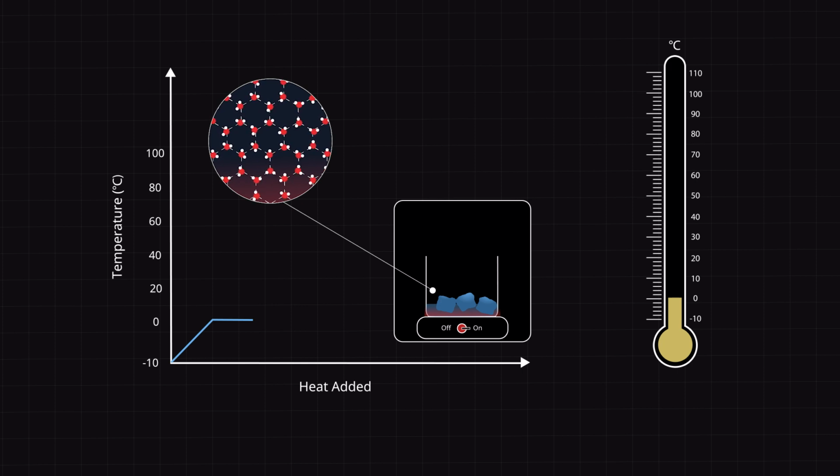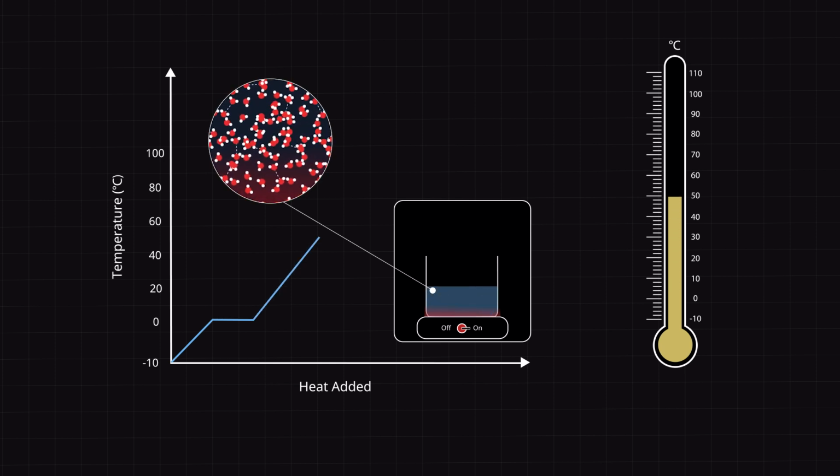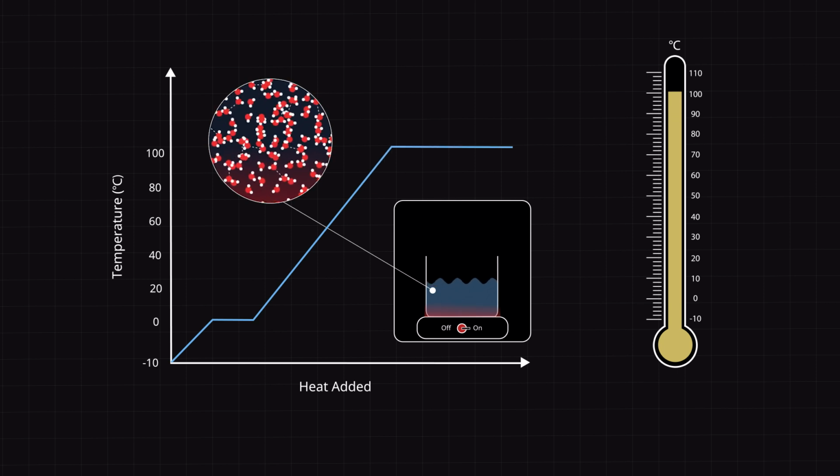Now, step 3, heat continues to be added, and the ice begins to melt and become water. The temperature does not increase because the heat energy is being used to overcome the intermolecular forces between the particles, not to increase the speed of the particles. Step 4, once all the solid ice has become liquid water, adding more heat causes the temperature to rise again. Kinetic energy increases and the water molecules move more rapidly. At 100 degrees Celsius, the water begins to boil and the temperature remains constant.